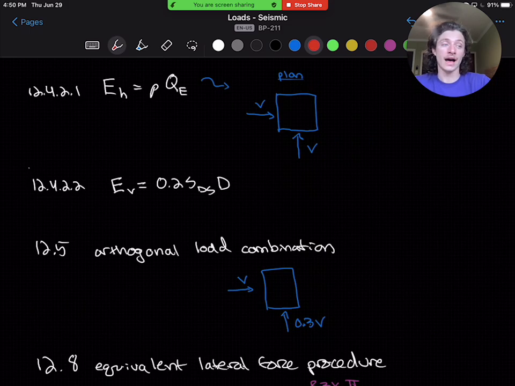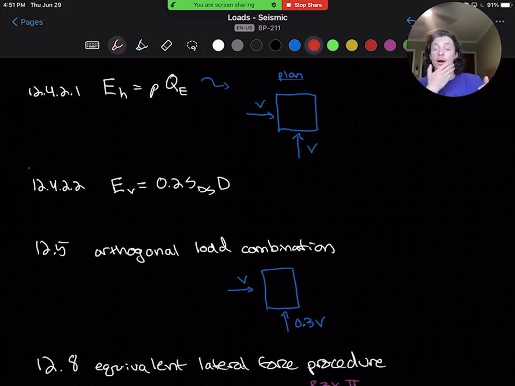Section 12.5 details the orthogonal load combination procedure, which is based on the seismic design category. For the orthogonal load combination procedure, the structure should be analyzed for 100% of the force in one direction plus 30% in an orthogonal direction. The idea is that we choose directions here to create the most critical load effect.